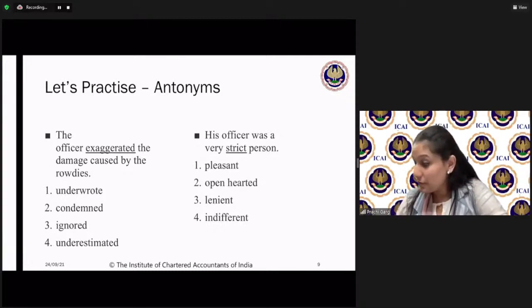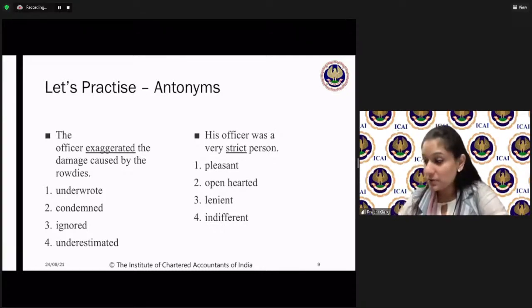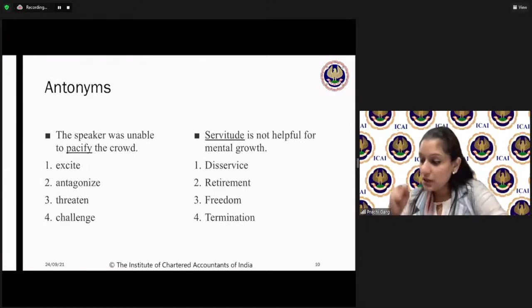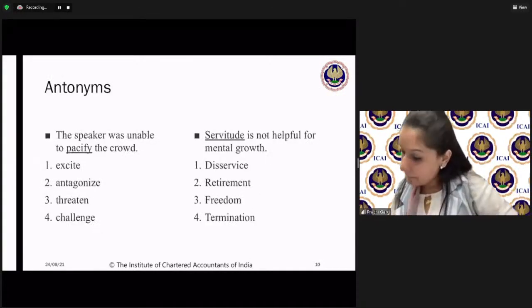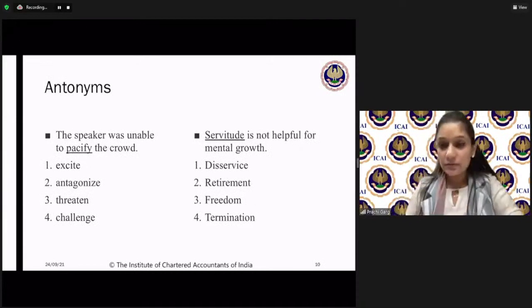This officer was a very strict person, so of course strict, lenient. Good. All right, next. The speaker was unable to pacify the crowd.